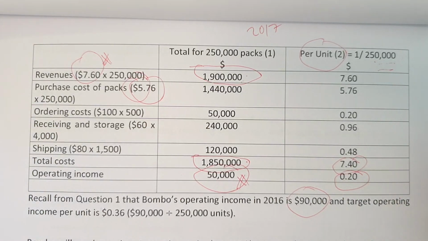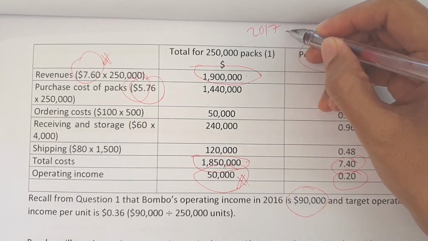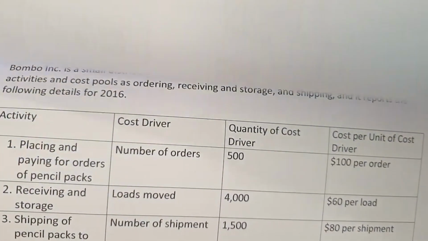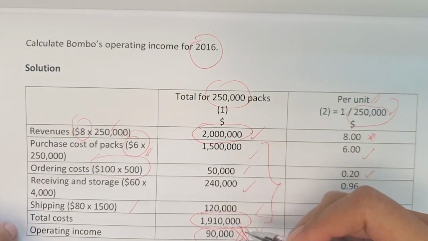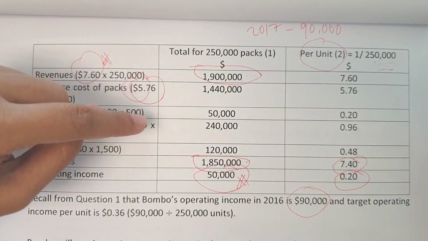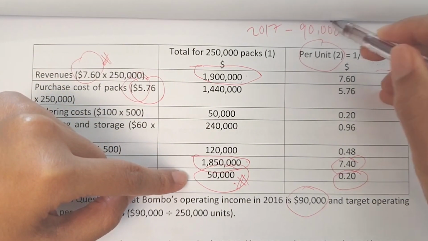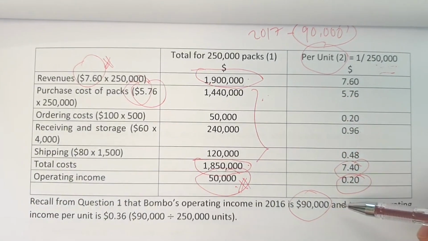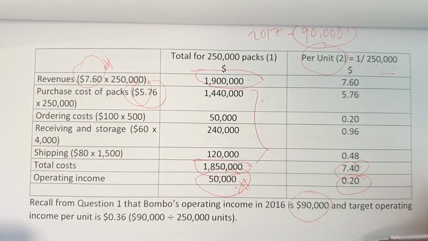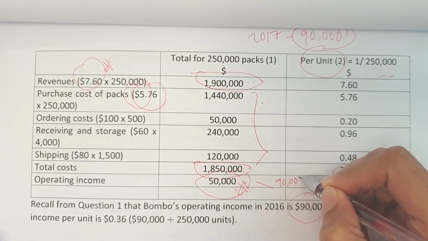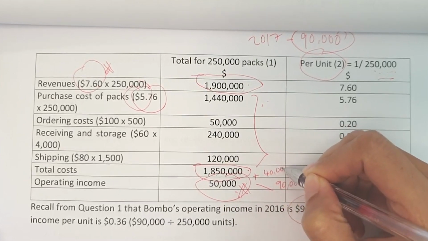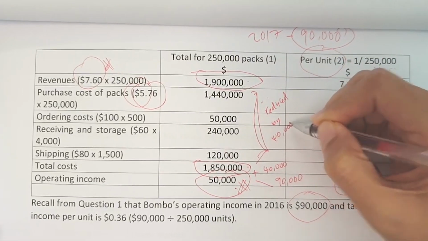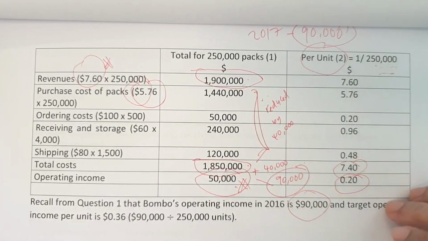Now the point is Bombo wants to make sure that in 2017 they can also get 90,000, similar to 2016. As we can see in question 1 before, for 2016 the operating income is 90,000. So if Bombo doesn't want this 50,000 but wants this 90,000, how much of the cost does Bombo have to reduce? Bombo needs to reduce its cost by 40,000, obviously. Because if they want to get 90,000, they have to add another 40,000, which means the cost here should be reduced by another 40,000. Only then can they get the total operating income of 90,000.